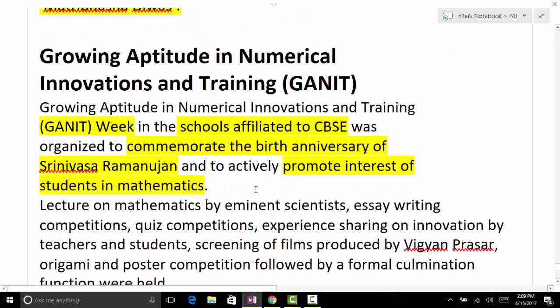Then Ganit, growing aptitude in numerical innovation training. From the name you try to find that innovation, numerical innovation training. So schools and CBSE commemorate the birth anniversary of Ramanujan and promote interest of students in mathematics. So this is the objective. Last year the question was asked. So Ganit is also linked to it, to commemorate the birth anniversary of Ramanujan. Ganit week.